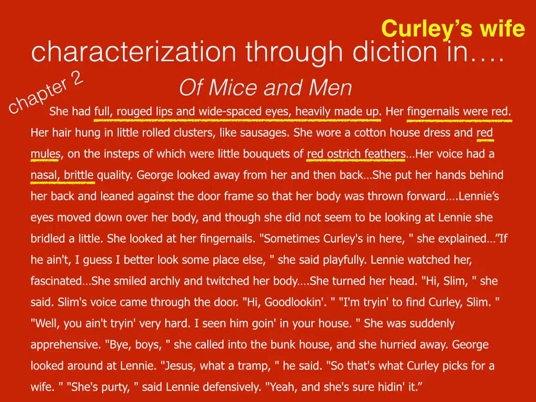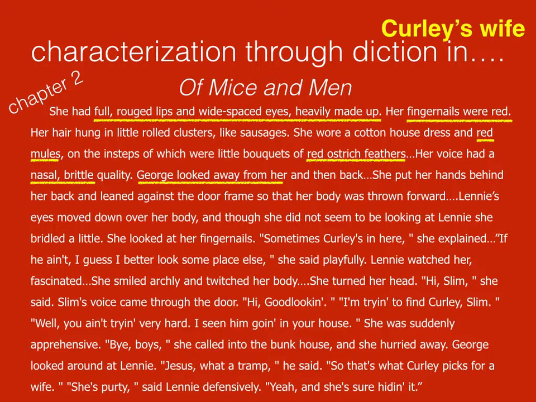Now, George's reaction to her is to immediately look away. So remember how we discussed other characters' reactions to that character and how they tell us something about her. So George looks away. He can see immediately what this girl is after. He knows she's looking for attention and he does not want to tangle with Curly. So he looks away from her, but then he looks back again because she is an attractive girl.